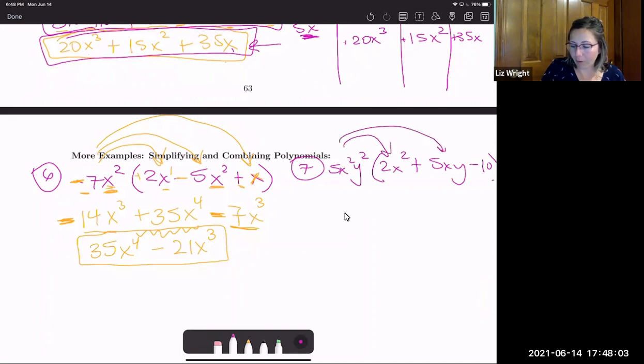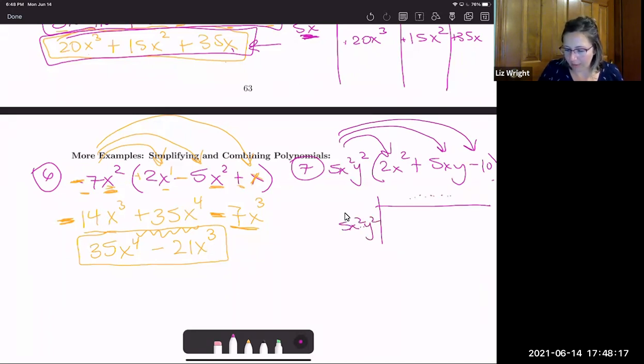And if you would prefer, you can totally do the table method on either one of these. So again, if you're doing the table method, it doesn't matter. You can either put the 5x squared y squared up top or over here. So 5x squared y squared, and then 2x squared, and then 5xy, and then negative 10. You can definitely do it that way too.